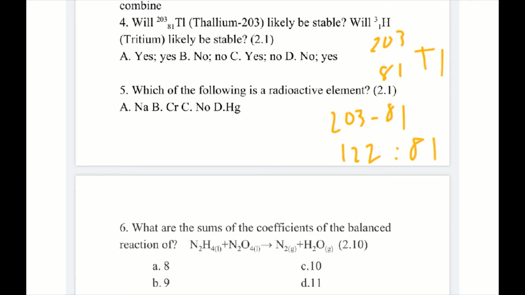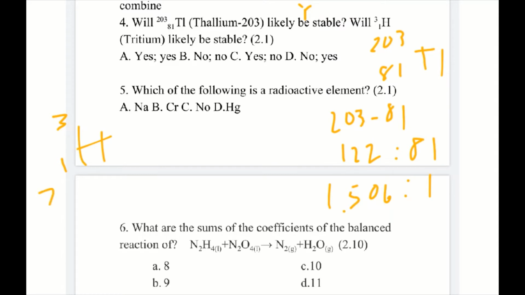Now if you divide 122 divided by 81, you get around 1.506 to 1. Notice how I'm ignoring sig figs. So it does seem like thallium-203 is relatively stable, since it has a neutron to proton ratio of about 1.5 to 1. Even though it's not exact, it's pretty close, so I would say yes for the first one. And what about tritium with, you know, a mass number of 3 and an atomic number of 1?